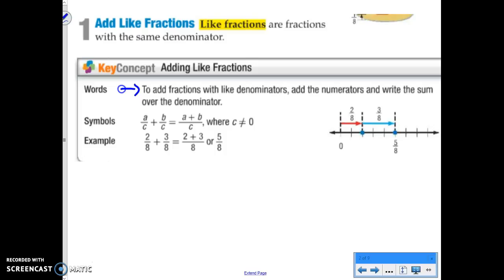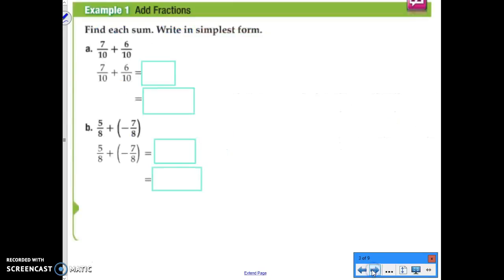over the denominator. Here in the bottom example, you've got a common denominator of 8, so we know we can add just the numerators together and put it all over that common denominator. So here the 2 and the 3, which were my numerators, are added together, leaving me with 5/8, which cannot be reduced any further. In example A here on the next page, it says find each sum and write the answer in simplest form. Please don't forget to do that at the end.